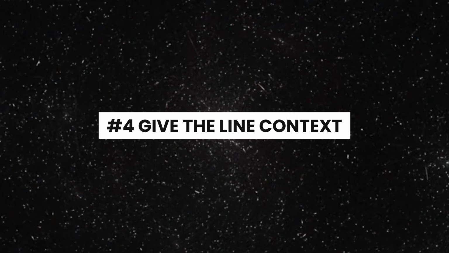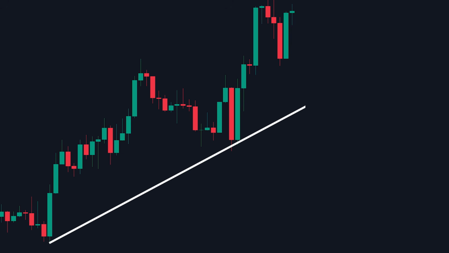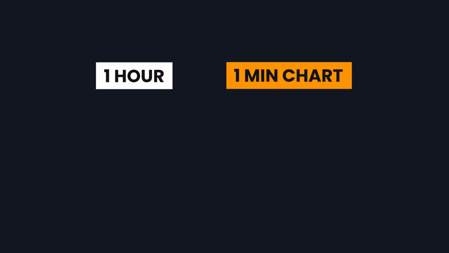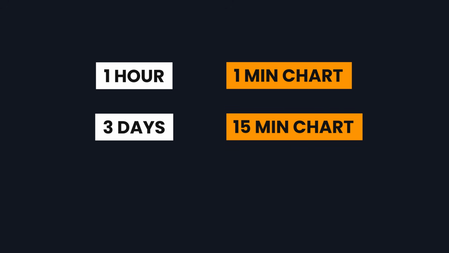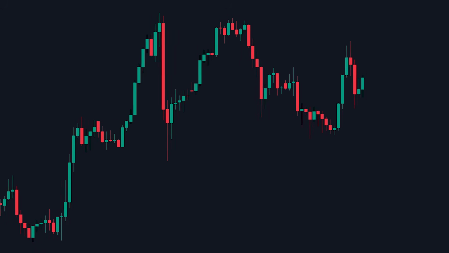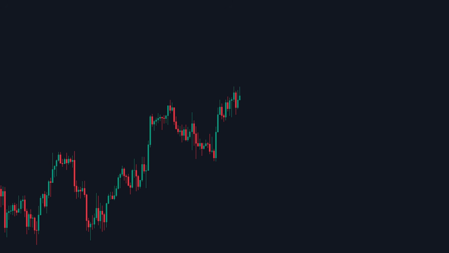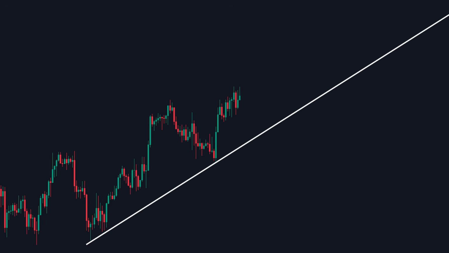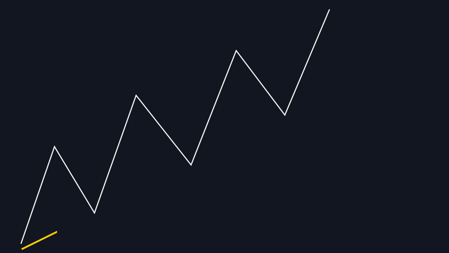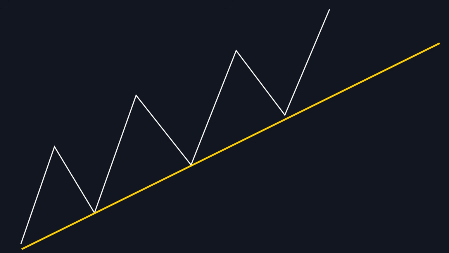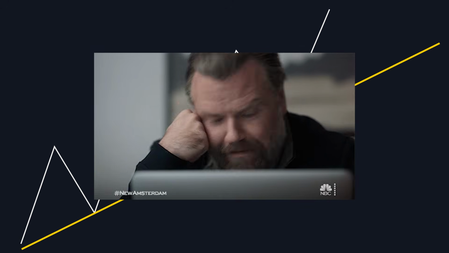Rule number 4. Give the line context. Zoom out. A trend line drawn on 12 candles is a doodle. You want to see roughly 60 bars or more behind your line on whatever time frame you trade. That's about 1 hour of context on the 1-minute chart, about 3 trading days on the 15-minute, about 2 weeks on the hourly. The more history behind the line, the more real money has actually interacted with it. And one more thing, treat the line as a zone, not a laser. Price touching 2 ticks above or below your line is still a touch. Traders who demand pixel-perfect touches end up missing every setup or redrawing their lines 40 times a day.